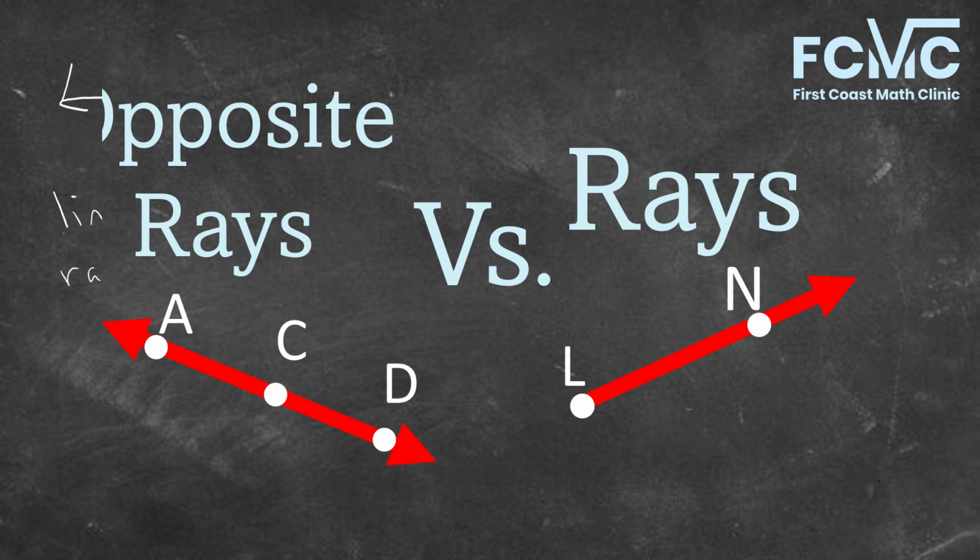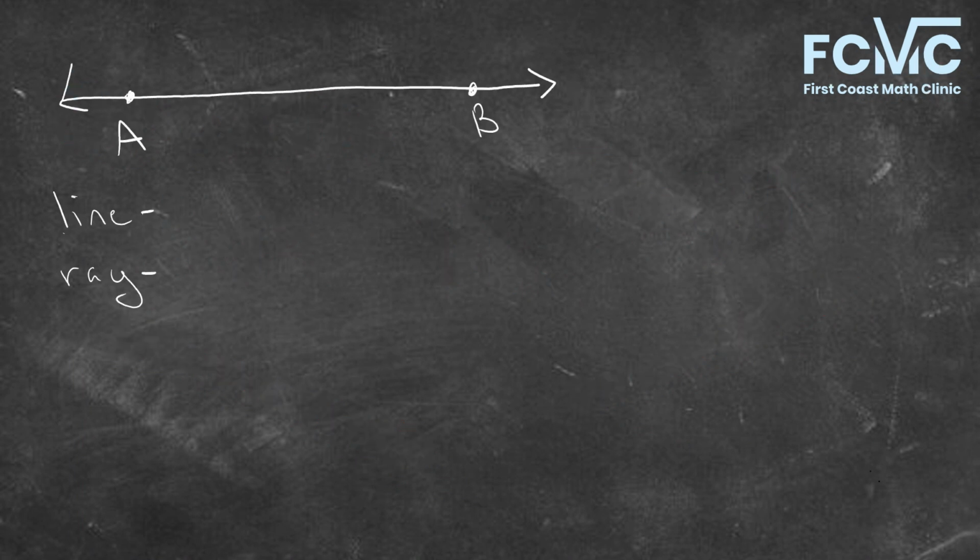Let's get into it. So let's start with our line here. We have line AB. We know that from our video on points, lines, and planes. To name this line, we would use any 2 points on our line, and then draw a line above it to name our line AB.